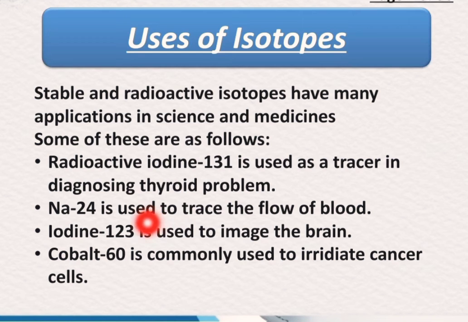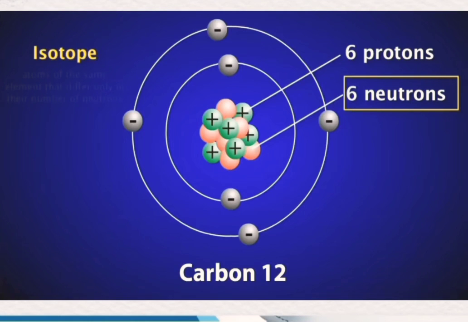Iodine 123 is used to image the brain. Cobalt 60 is commonly used to irradiate cancer cells. Now students, I will show a video to elaborate your concept.